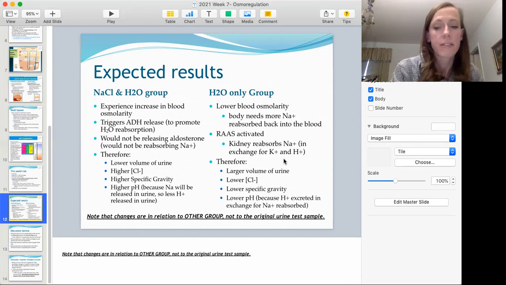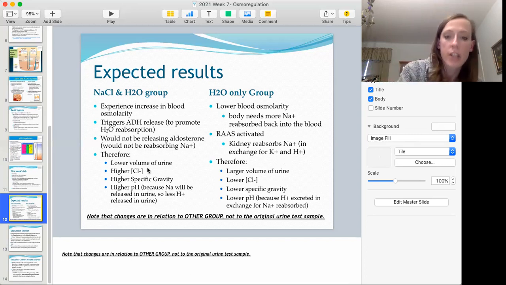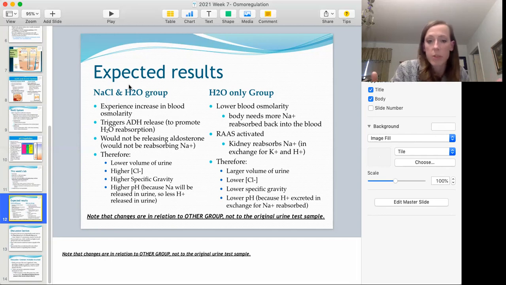Okay. Now this is, I'm going to stress, in comparison to the other group. Okay. So when we look at the water group, the water only group, compared to the group of students that had drank water and taken a salt tablet, these guys, they've got a relatively higher blood osmolarity compared to this group, right? So the folks who ate salt, they're going to have a higher blood osmolarity, right? This is going to trigger the release, hopefully, of anti-diuretic hormone, ADH, which is going to promote the reabsorption of water. You just ate a lot of salt.